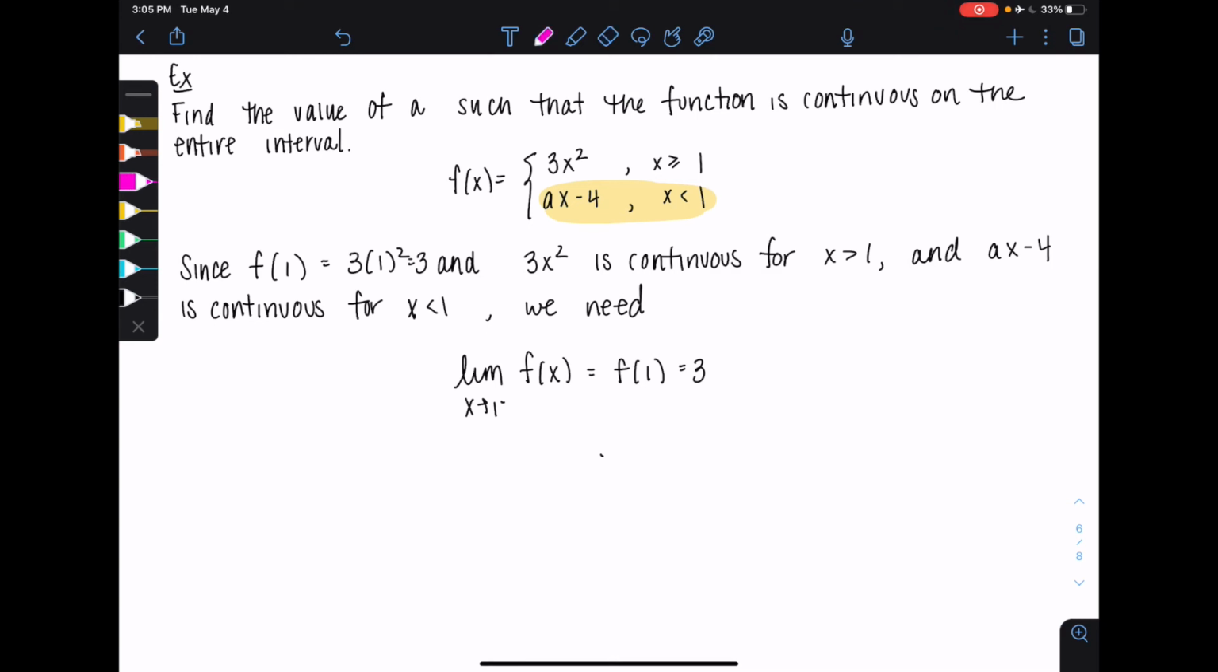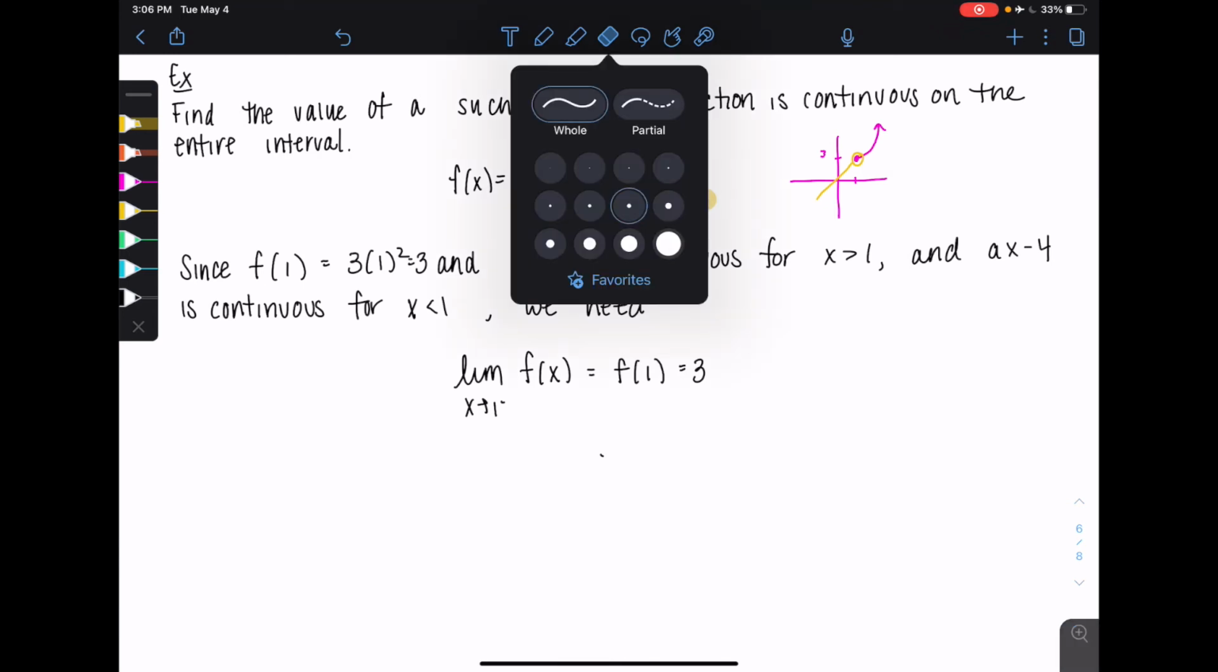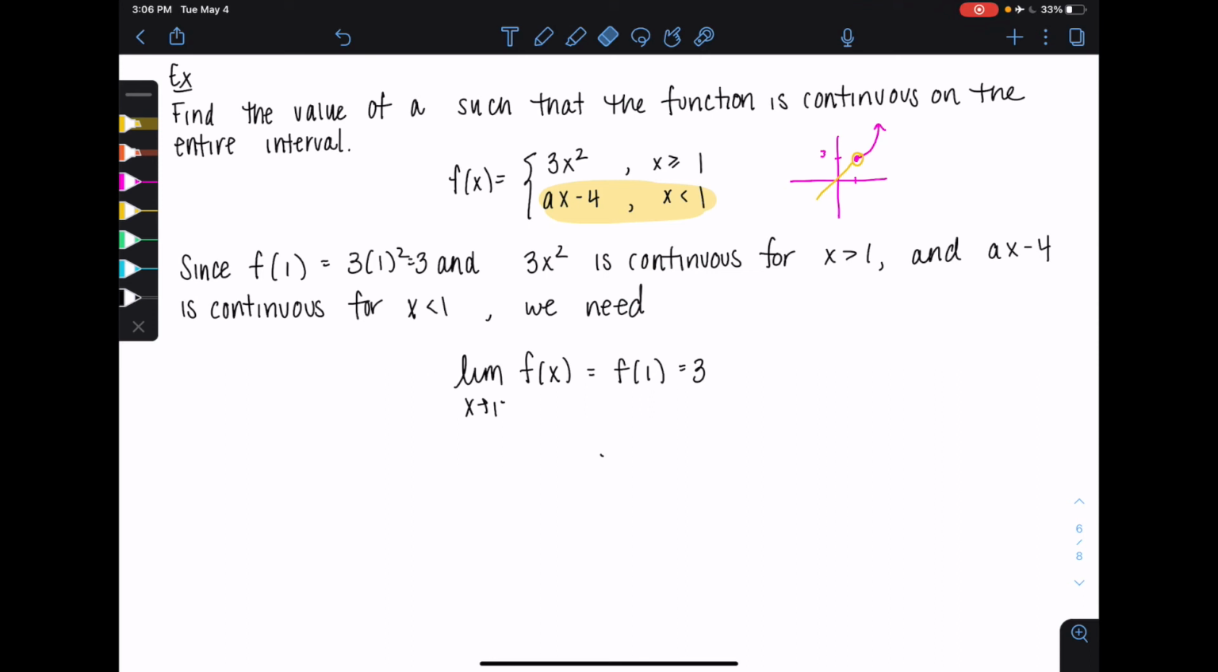Okay? So the idea is, if I draw a quick little graph in here, 3x squared looks like this. And I'm going to specifically pick when x is 1, so the output is 3. We have this line that we basically don't know where it goes. We want to guarantee we pick an a so it lines up nicely right on top of that graph. So when I approach from the left-hand side, I line up with the output of my other function. Okay? So we need this to happen to have continuity at x equals 1.